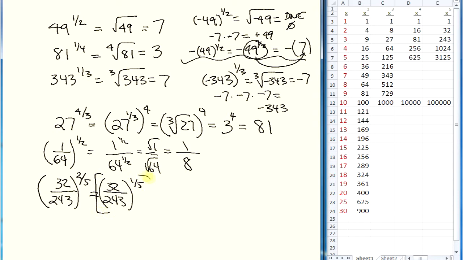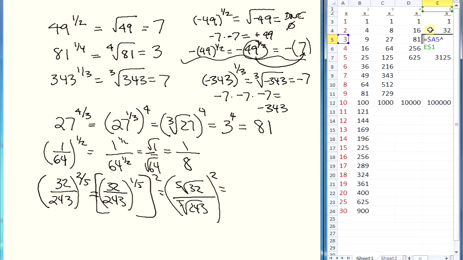Take that result, square it. Now I just have to realize what is the 5th root of 32, and what is the 5th root of 243? Whatever those numbers are, I'll square them. If I go back to my chart, 32 and 243, those numbers would be 2 and 3 when I take the 5th roots of them. So I will get 2/3. I'll square it, and then I'll come up with 4/9 as my final answer.